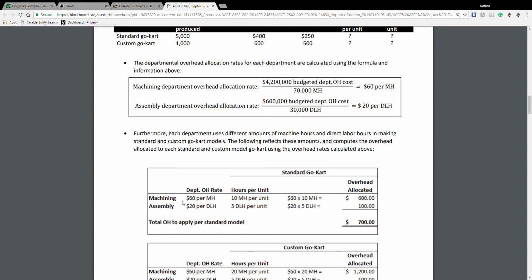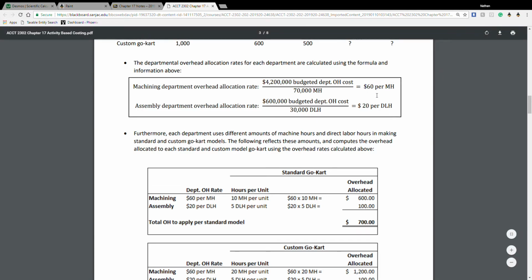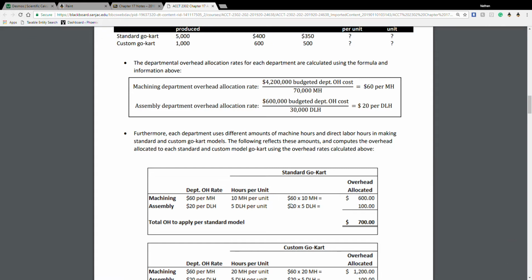So what we're going to do is take the rate, so our rate right here, and multiply it by how many hours per unit. So this is $60 times 10 machine hours per unit, which gives us that $600. And for direct labor, the assembly line, it takes $20 per direct labor hour times 5, which gives us $100. So our overhead per standard unit is about $700 according to departmental overhead use.